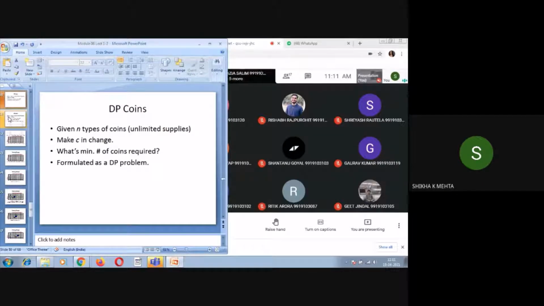So what we have is n types of coins, with unlimited supplies, as I said, and you have to make C in change. So C is some fixed amount. Let's say you have to make some total of 15, or 20, or even 5. It can be anything. And we have to find the minimum number of coins required for the same.